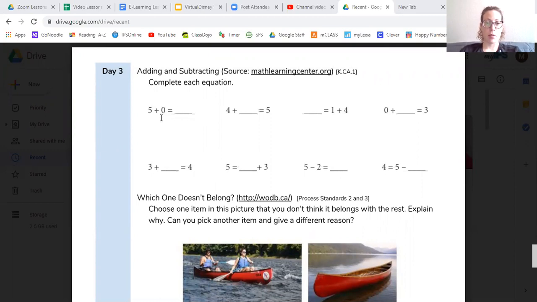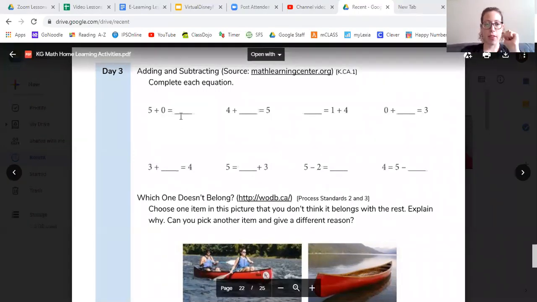So 5 plus 0 equals something. So we're finding our whole. We have our two parts and we're finding our whole. So 5 plus 0 equals what? 1, 2, 3, 4, 5. That one's easy peasy. You can write the 5 right there.